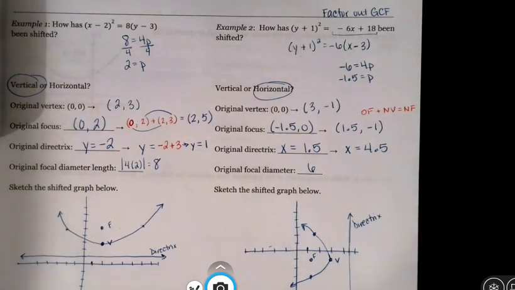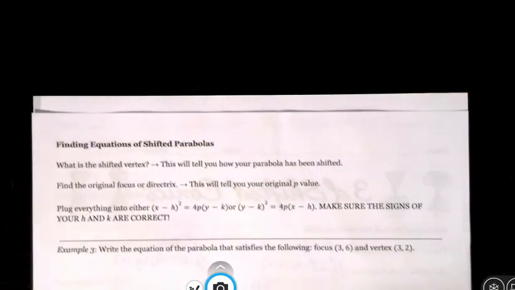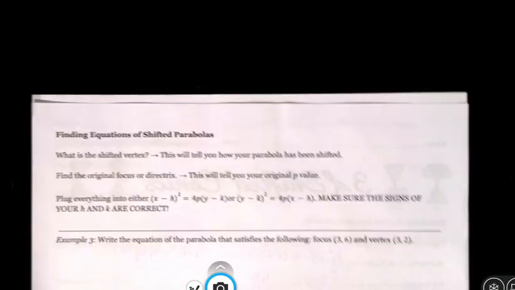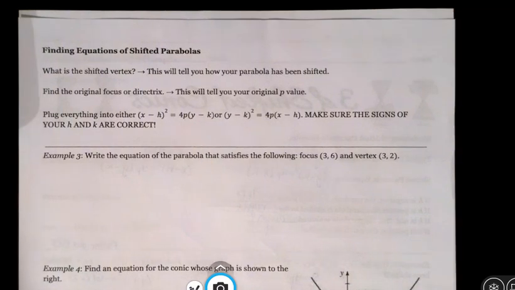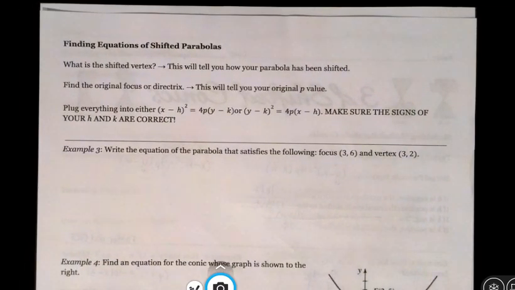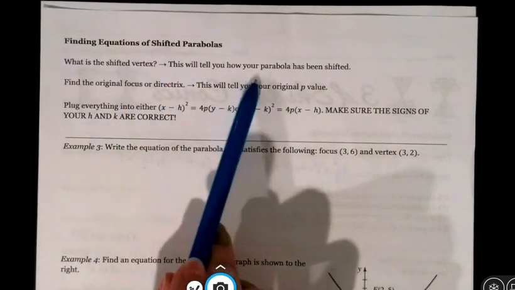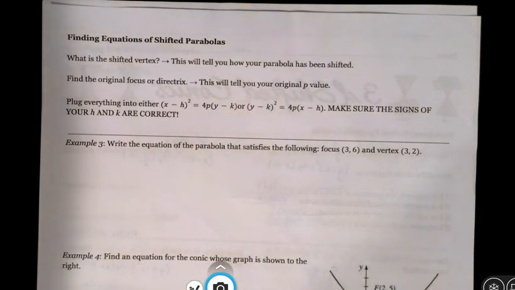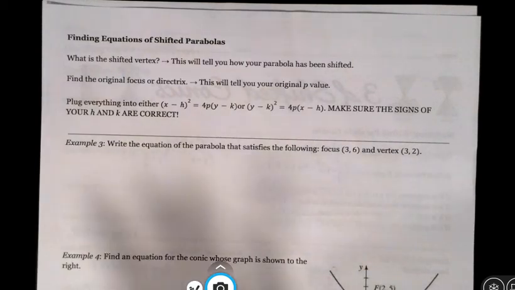It's a sketch. It's close. So now we're going to look at a couple examples where we're not trying to sketch it. We're going to be actually writing the equations once we are given information. So if we have our new vertex, that will tell us how our parabola has been shifted, which means we can go back to our original focus or anything like that, which can tell us our p-value, which we need to write our equation.